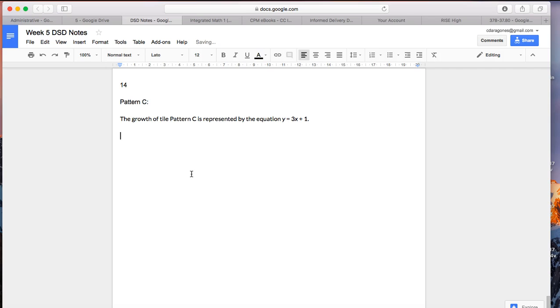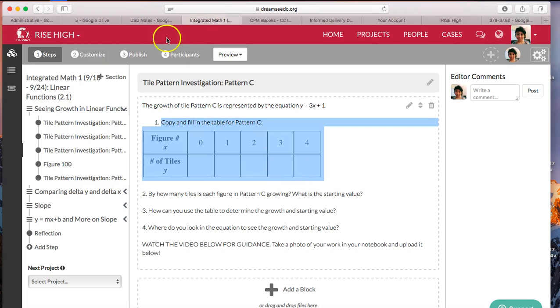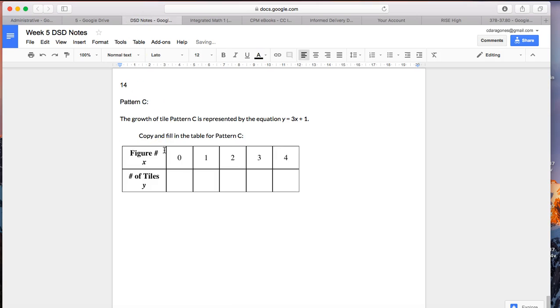Okay, so the very first step this asks you to do is to go ahead and copy and fill in the table for pattern C. I'm going to show you one example and then you're going to fill out the rest. So your equation is y equals 3x plus 1. So whatever your x is that's given to you in your table, you're going to put it in for your x here. So let's say our x is equal to 0. That means we have y equals 3 times 0 plus 1.